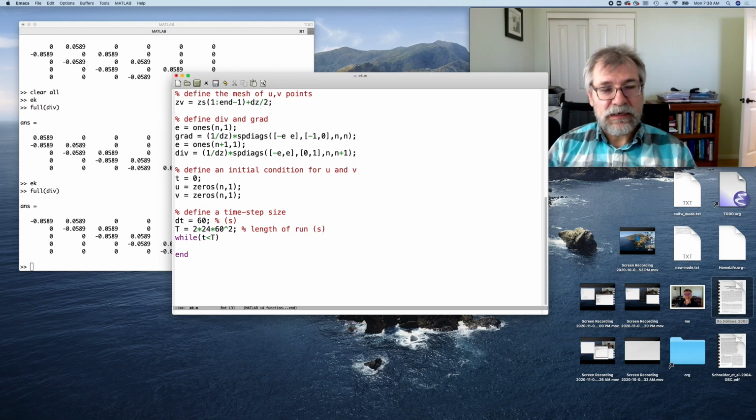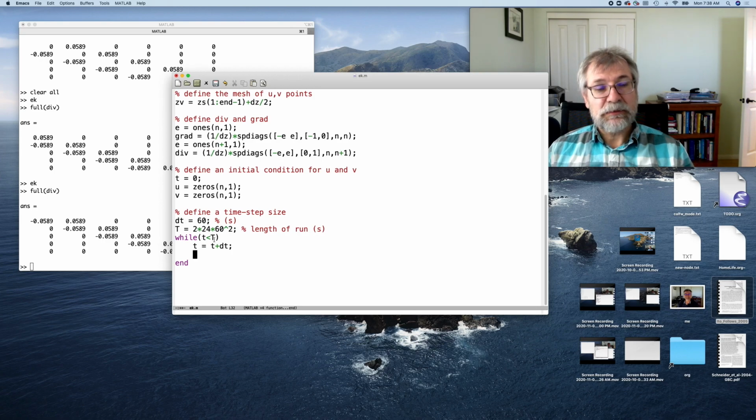And each time I go through I'm going to update the time. T is equal to the old t plus dt, and then I'm going to also have to update the velocities each time I go through the loop. So this will keep executing this block of code until t becomes bigger than the big T.